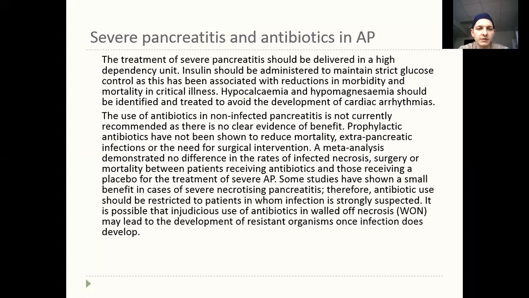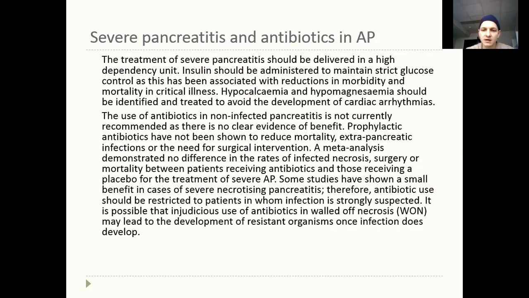The use of antibiotics in non-infected pancreatitis is not currently recommended, as there is no clear evidence of benefit. Prophylactic antibiotics have not been shown to reduce mortality, extrapancreatic infections, or the need for surgical intervention. A meta-analysis demonstrated no difference in the rates of infected necrosis, surgery, or mortality between the patients receiving antibiotics and those receiving a placebo for the treatment of severe AP.